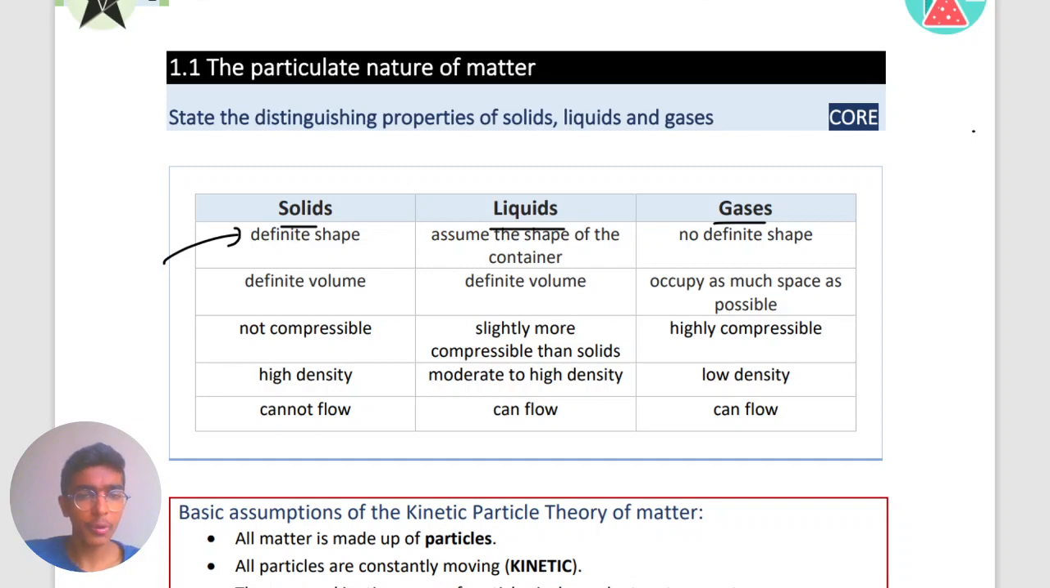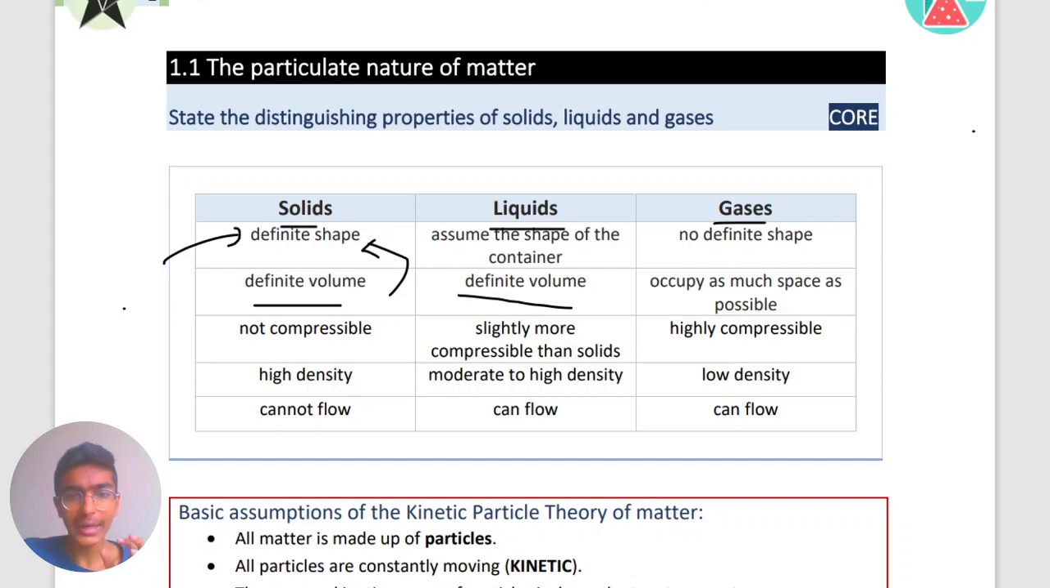The next row talks about the volume. When we're looking at the volume, for the solids, we're saying that it has a definite volume. A definite volume is the same idea as a definite shape, but in terms of volume, it is the same. For liquids, it is the same because it does not change. If I shift that water from the bottle to the container, the volume inside it will be the same. Only the shape changes, but the volume remains the same.